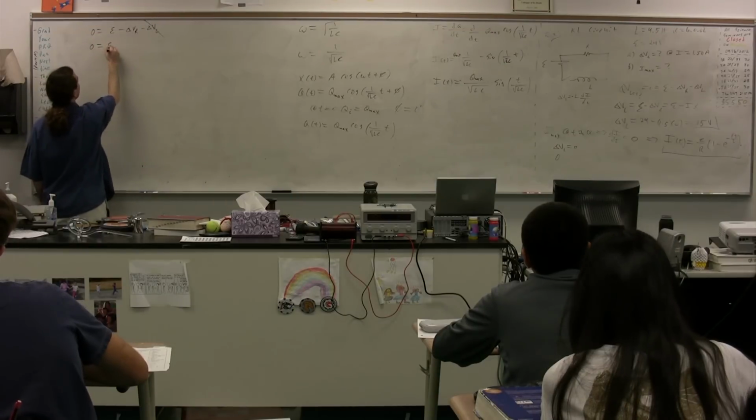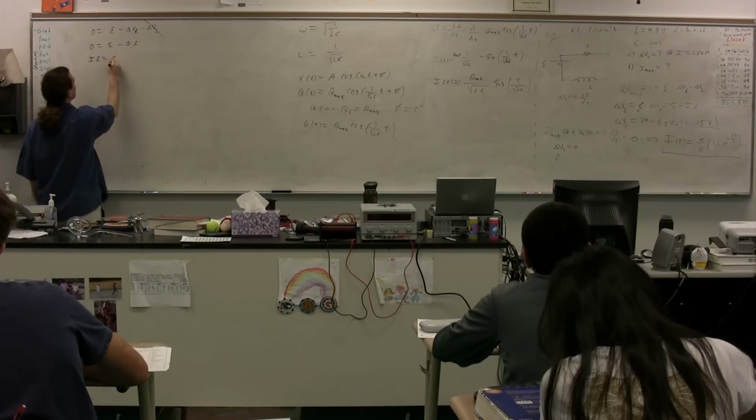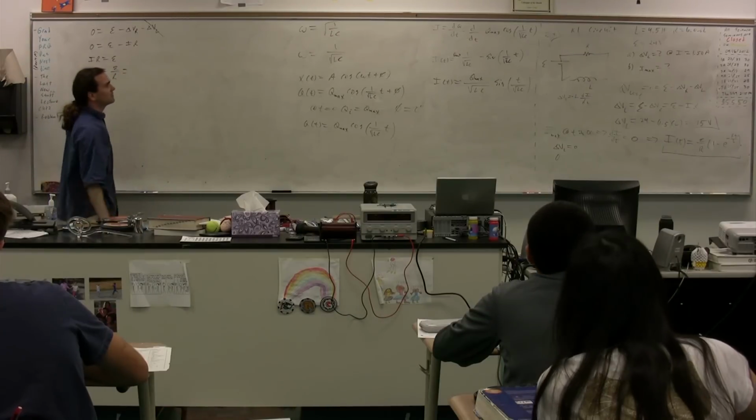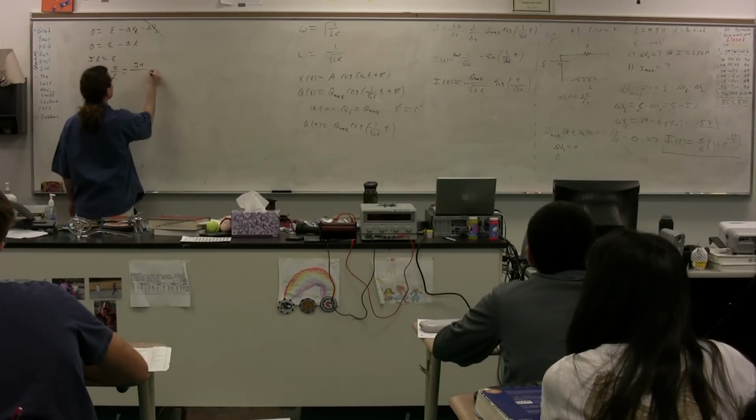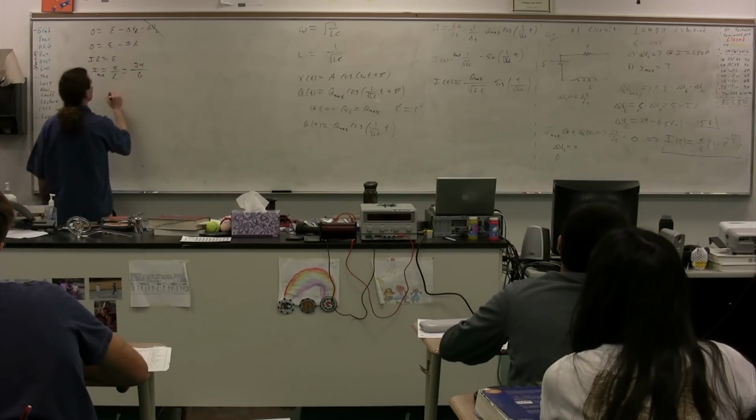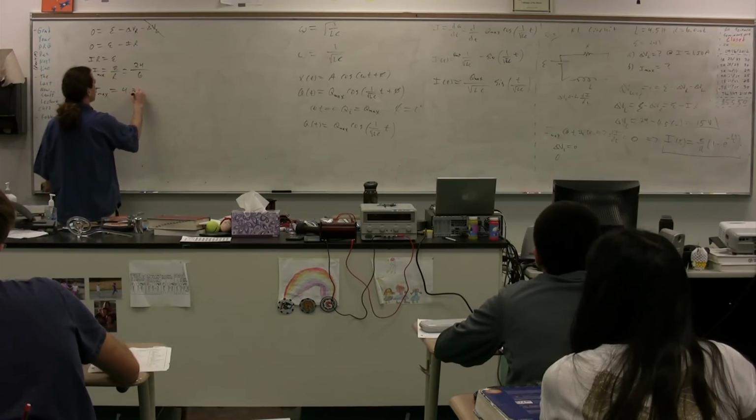We get 0 is equal to the EMF minus current times resistance. Therefore, current times resistance equals the EMF. The current is equal to the EMF divided by the resistance. This is your maximum current. The EMF is equal to 24 volts divided by the resistance, which is 6. 24 divided by 6 is 4.0 amps.